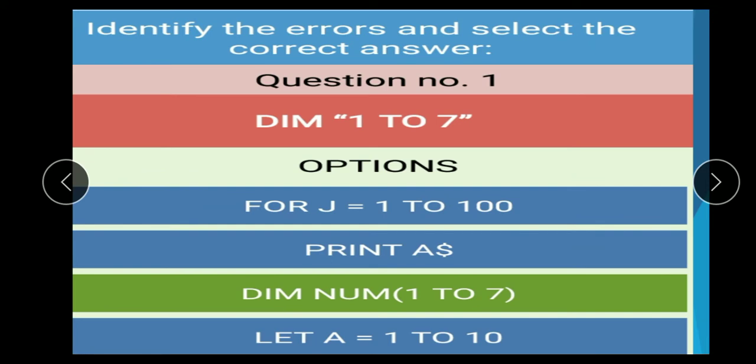After that, identify the errors and select the correct answer. Question number first, DIM number, bracket 1 to 7. Here are the options. The correct option is DIM number bracket 1 to 7. This is how you identify the error here. Then you write the correct option this.